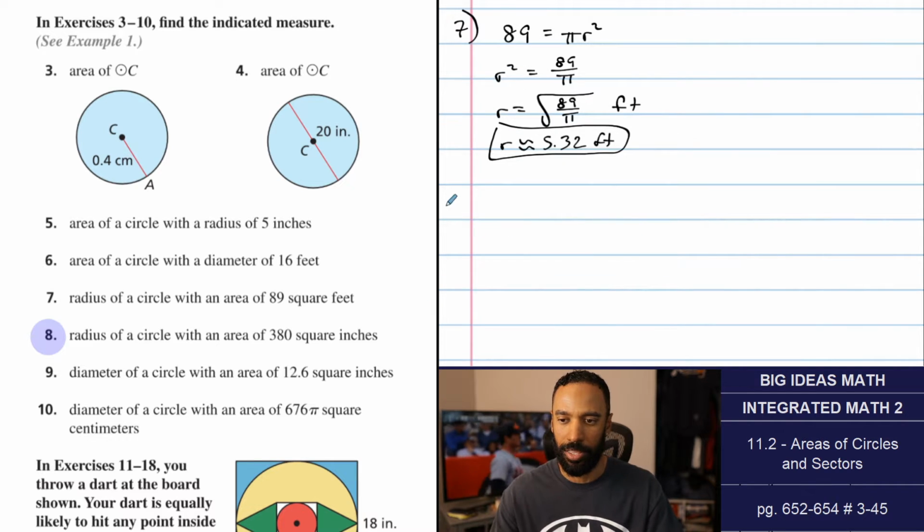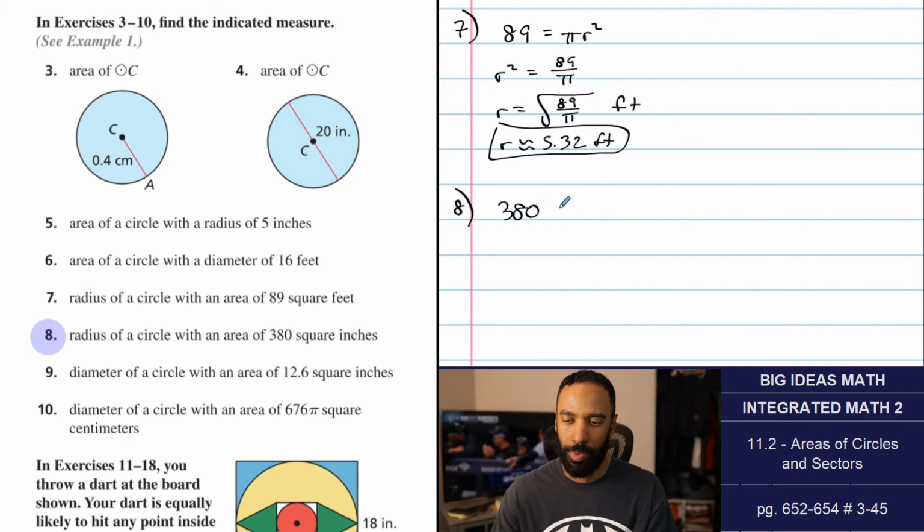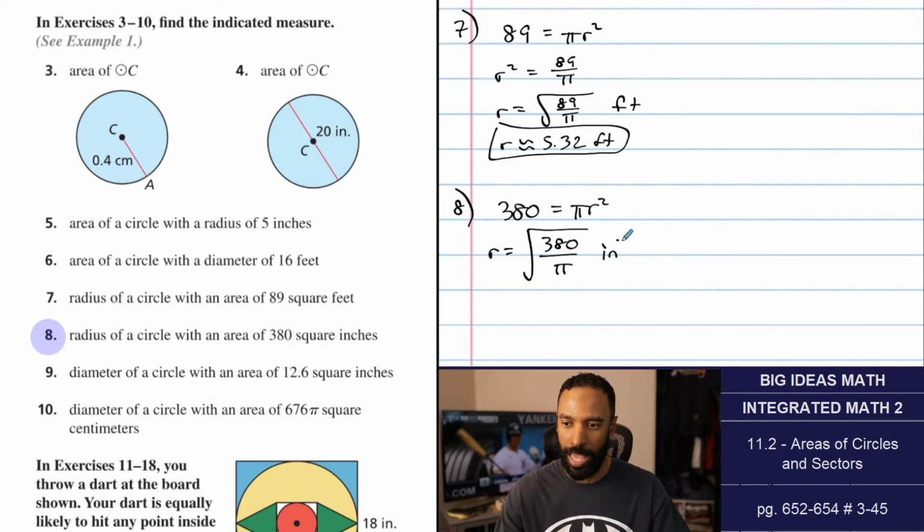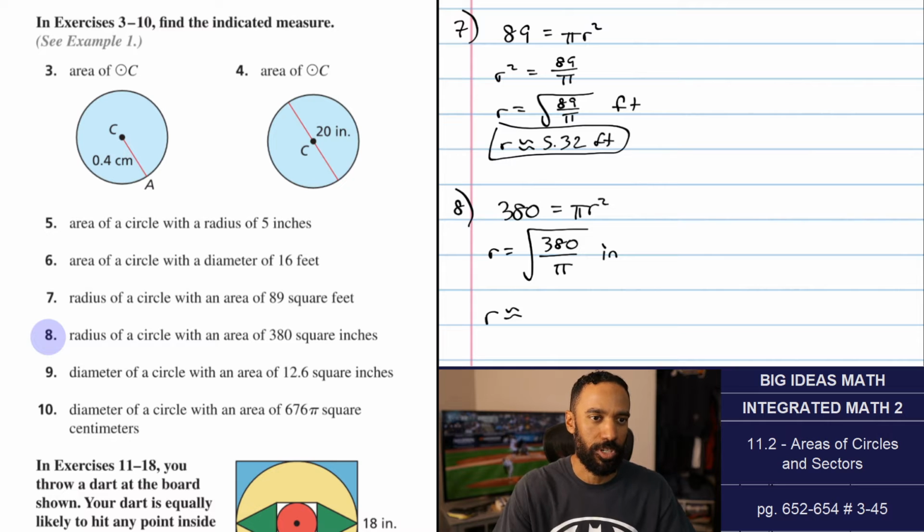More of the same on this problem as well. So area, whoops, we know the area. Area is 380. 380 equals pi times radius squared. If we follow the same mold as we just did before, this should be the square root of 380 over pi. Divide by pi, take the square root. So I'm just leaning right into that. Not square inches, just inches.